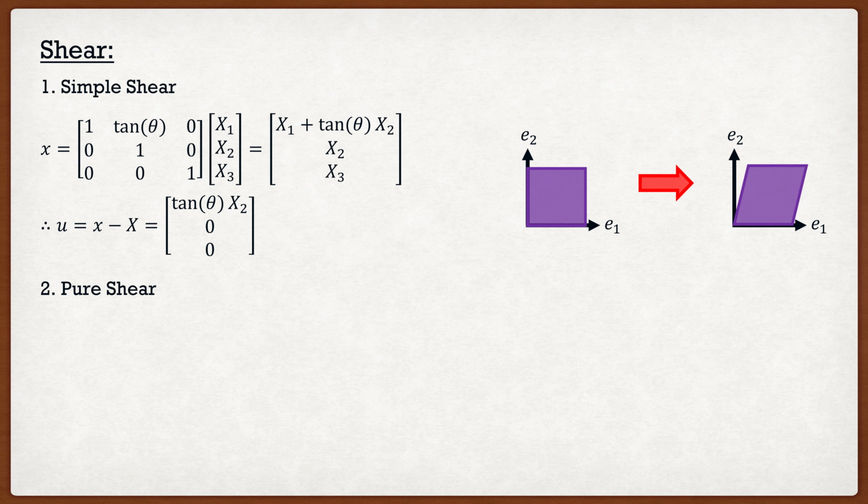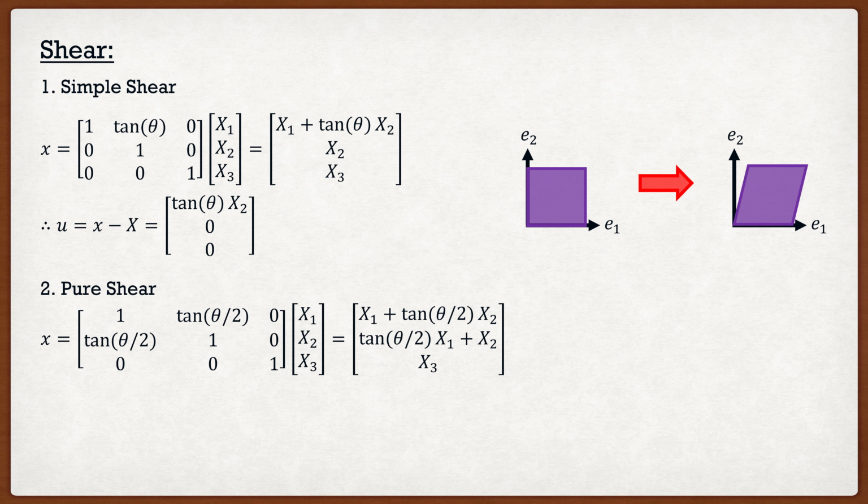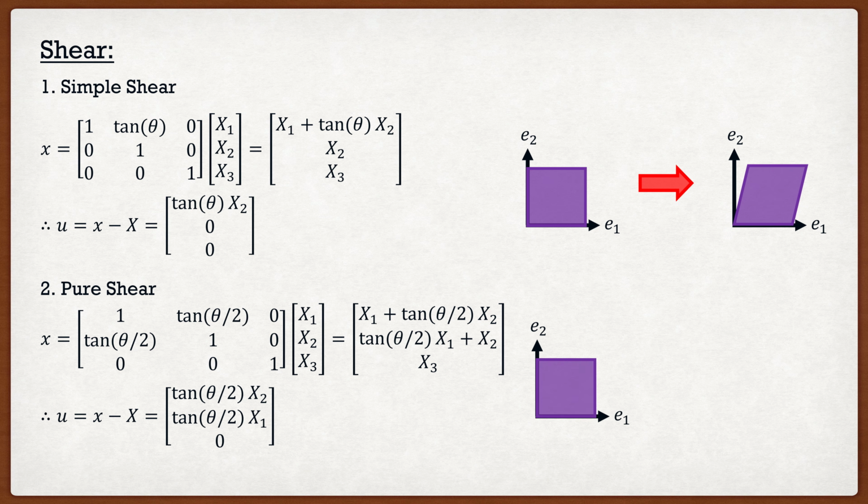Basically, instead of having our theta represented in only a single entry of our position function, we actually have it in both off-diagonal entries. Now, when we get our displacement function, we see that u1 is going to be a function of big X2, and u2 is going to be a function of big X1. So if we had our plate and we were to apply pure shear to it, we are going to get something that looks like this.